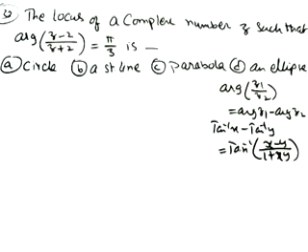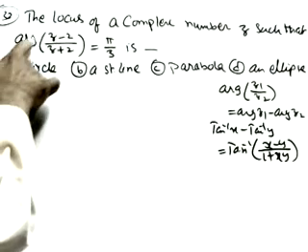Now see the next question. The locus of a complex number z such that argument of (z minus 2) by (z plus 2) equals pi by 3. Then it is a circle or straight line. Watch carefully before going to the question. You know, argument of z1 by z2 is argument of z1 minus argument of z2. And we also know tan inverse x minus tan inverse y is tan inverse of (x minus y) by (1 plus xy).